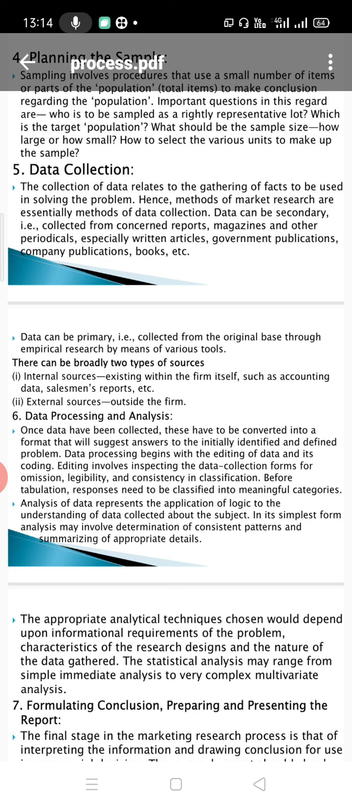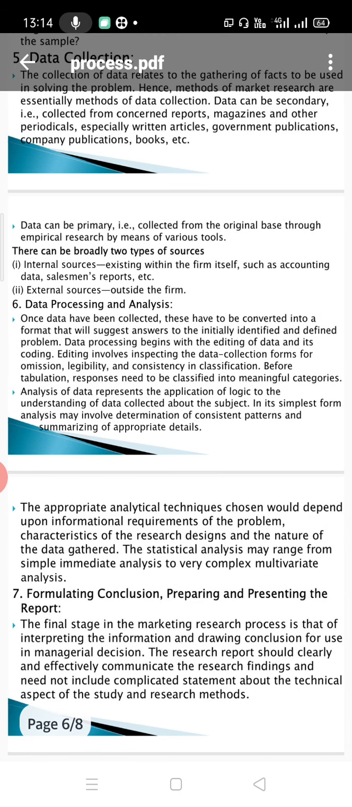Sixth one is data processing and analysis. Once data have been collected, these have to be converted into a format that will suggest the answer to the initially identified and defined problem. Data processing begins with the editing of data and its coding. Analysis of data represents the application of logic to the understanding of data collected about the subject. In its simplest form, analysis may involve determination of consistent patterns and summarizing of appropriate details.